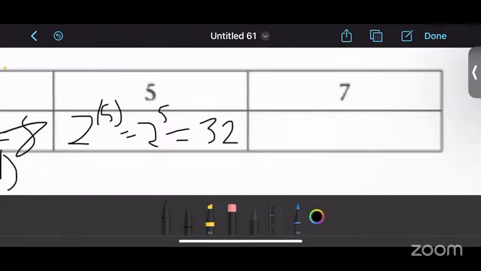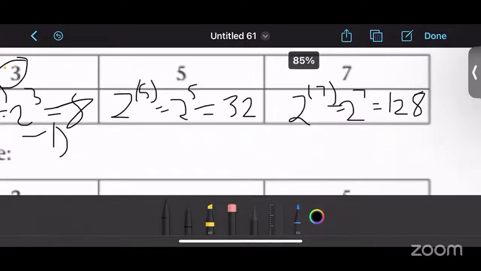And then we have this one, which is 2 to the power of 7, which is the same as, what is this? 32 times 2 is how much? 64. 64 times 2 is 128. Yes, ma'am. Okay.